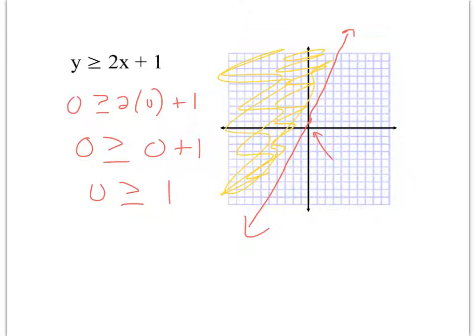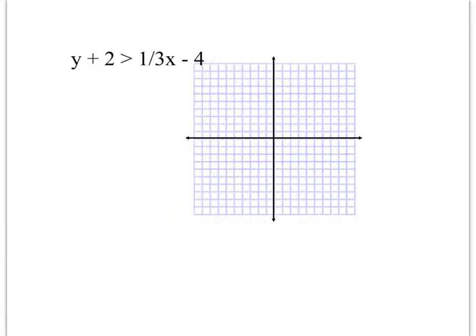And that means now that any ordered pair in the yellow region, any ordered pair would work for this inequality, and any ordered pair not in the shaded region is not going to work in that inequality. All right, let's try this one.